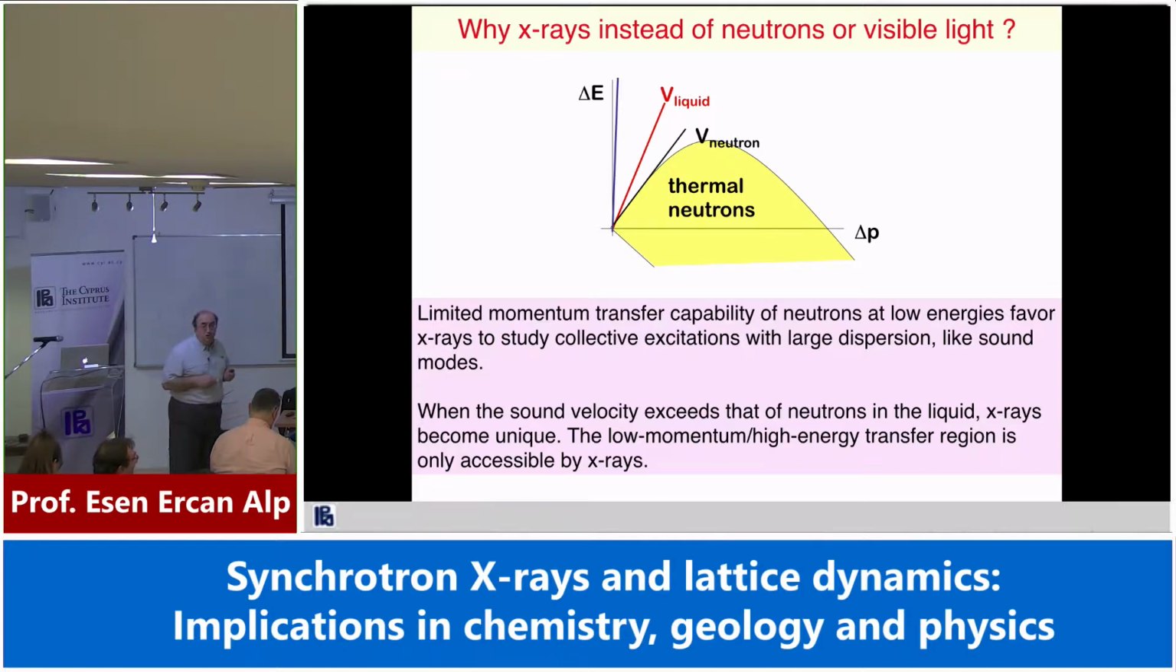So if you use neutrons, because that's another option, right? Why don't you use neutrons? There is a region in the dispersion curve between energy versus momentum transfer where neutrons cannot work. If the velocity of sound is bigger than the velocity of the neutrons, there is not enough momentum to measure it. So this is a forbidden region for neutrons, and it happens that almost 90% of liquids are in this region. So if you're a liquid physicist, you may forget using neutrons because most of the time you will not be able to.